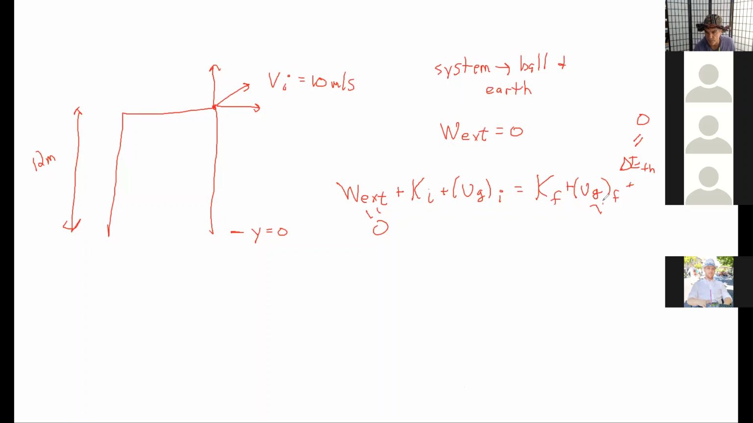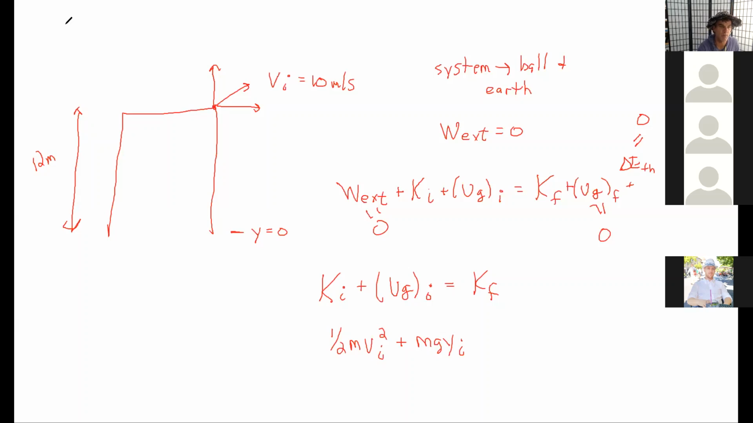My final gravitational potential energy is 0 because I defined y = 0 to be the lowest point. So what I basically get is the initial kinetic energy plus the initial gravitational potential energy equals my final kinetic energy. And so I have 1/2 m. What's that? Would you define the initial velocity for all of them as 10 meters per second?